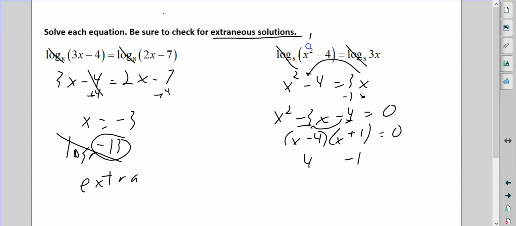So when I plug in 4 right here, I get 4 squared is 16, minus 4 is 12. Or if I plug in 4 here, I get 12. So that checks out. Negative 1 squared is 1. Minus 4 is negative 3. I get negative 1 times 3, negative 3. Cannot have a negative there. So that is an extraneous answer.